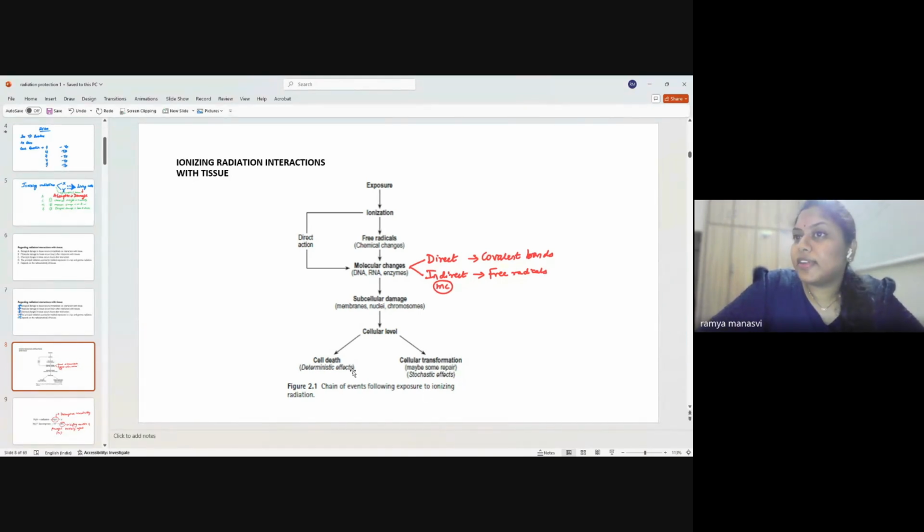Whereas a deterministic effect depends on the threshold. Below the threshold, if there is radiation, there will be no effect, there will be no cell death. But above the threshold, there will be cell death. Whereas for cellular transformation, that is mutation, to happen, it is by chance. That is the stochastic effect.